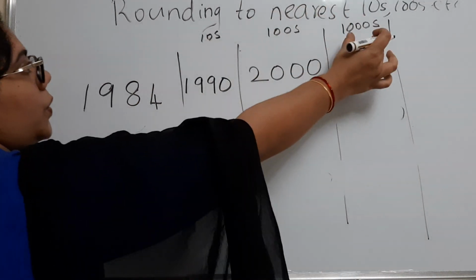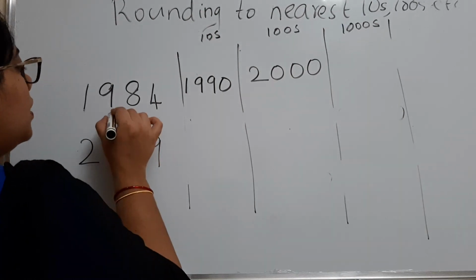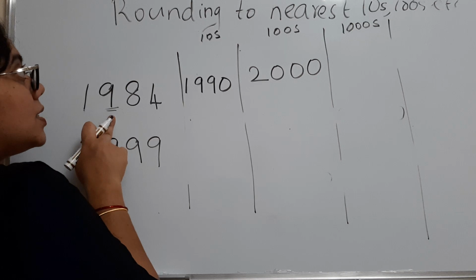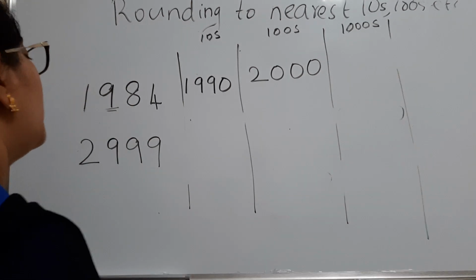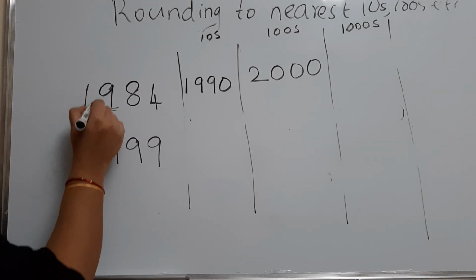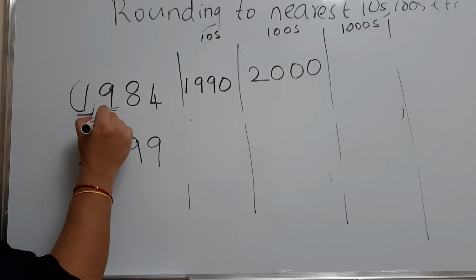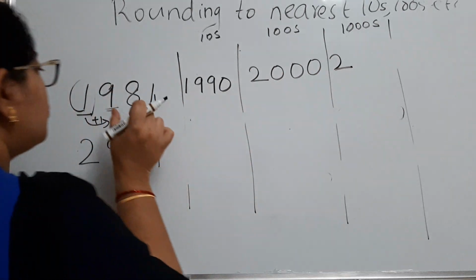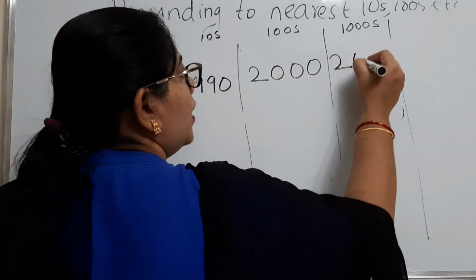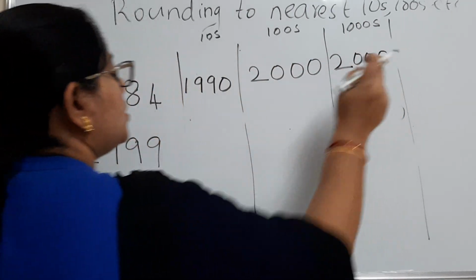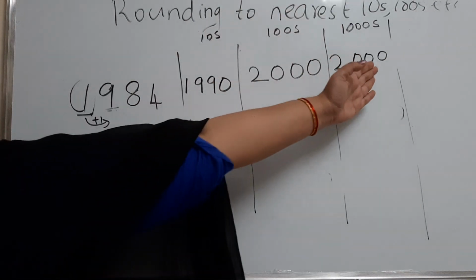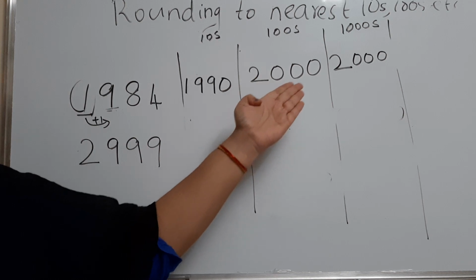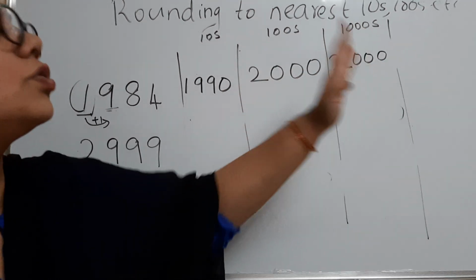Now rounding to nearest thousands, so you want to check the hundreds place. Hundreds place is greater than 5. So this number plus 1 you want to do. So 1 plus 1, 2, followed by 3 zeros. So our answer is 2000. See, rounding to nearest hundreds also you got 2000, and rounding to nearest thousands also you got 2000.